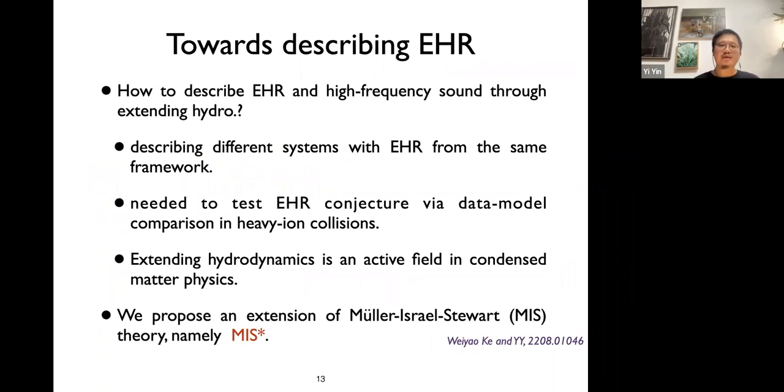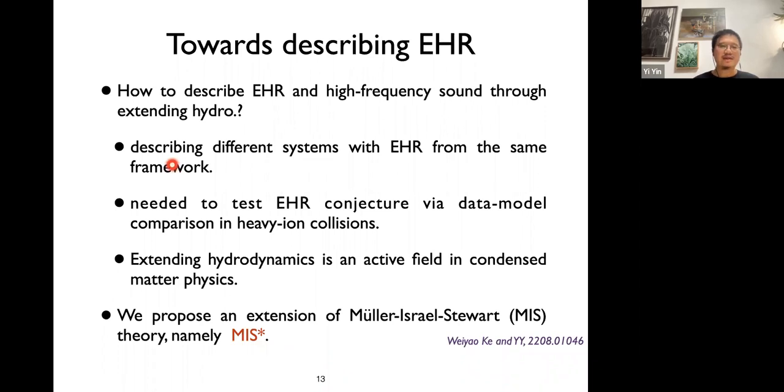So now comes to the question. Let us assume that we have a system with the extended hydrodynamic regions, and we have the dominance of these high frequency sound waves. Can we describe them? Can we really extend the hydrodynamic framework to describe the physics outside the hydrodynamic regions?